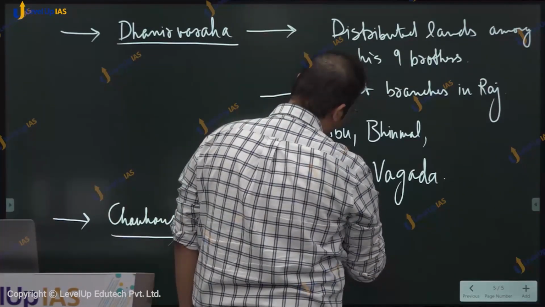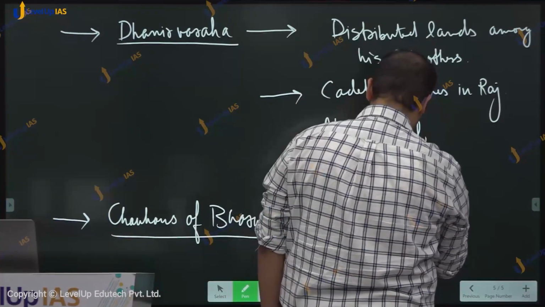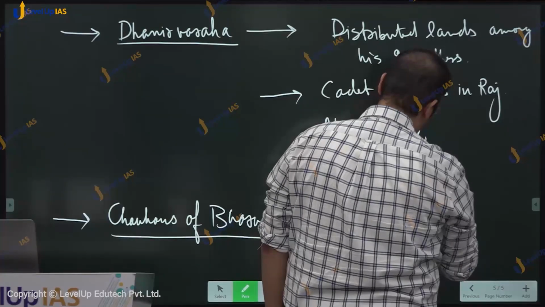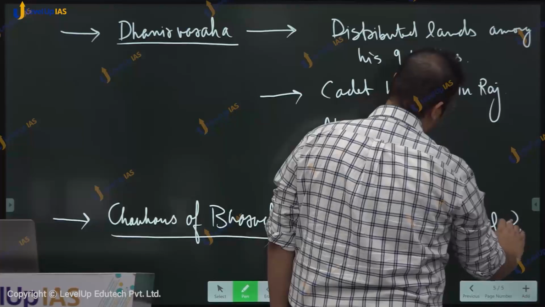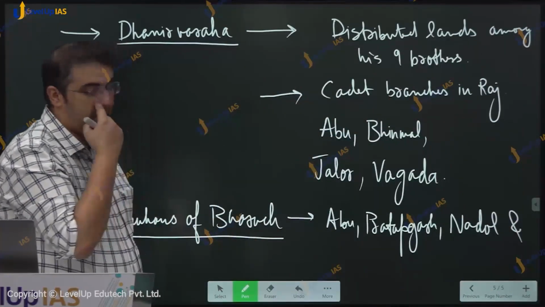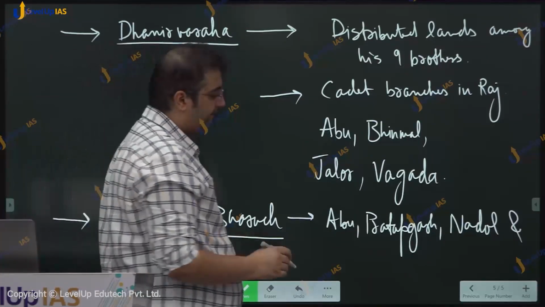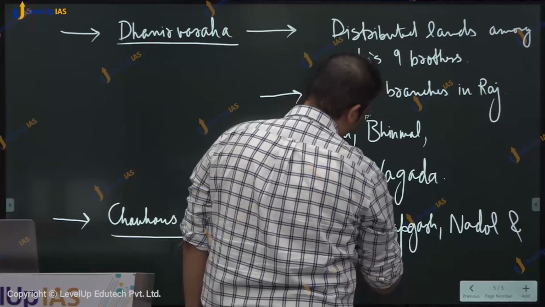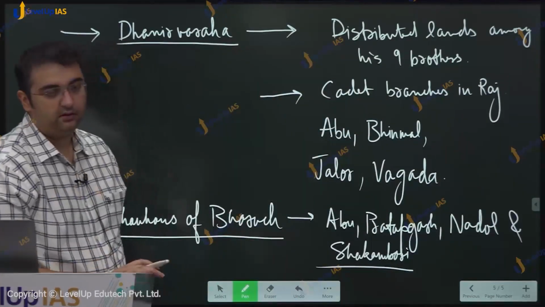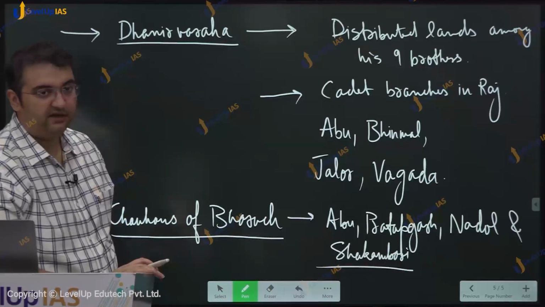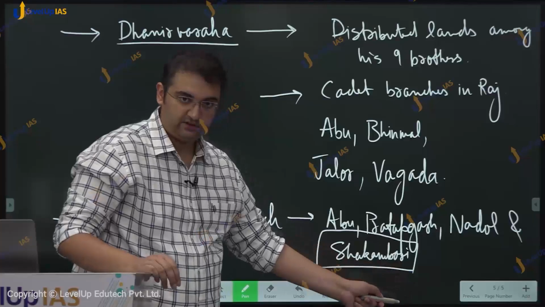Abu, Pratapgarh, Nadol, and Shakambri. ठीक है. Prithviraj Chauhan III, member of this dynasty, Shakambri lineage. ठीक है.